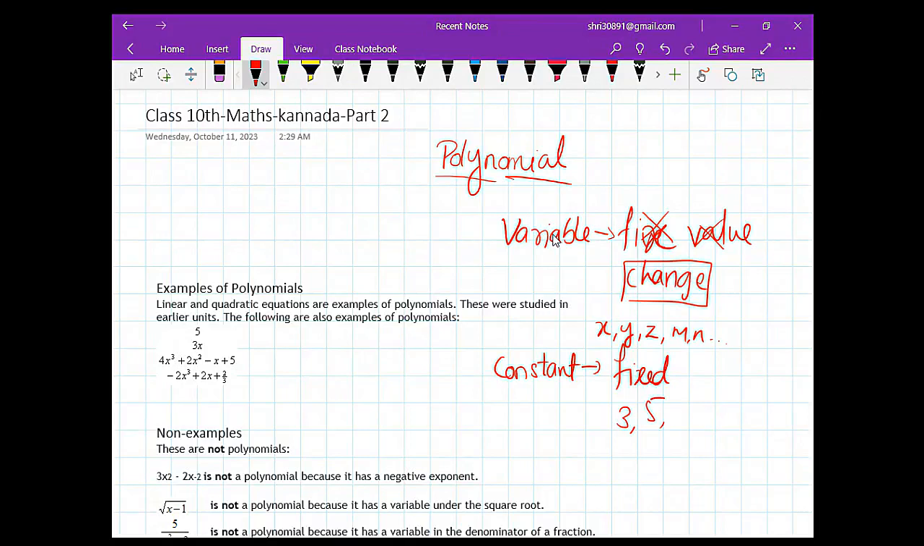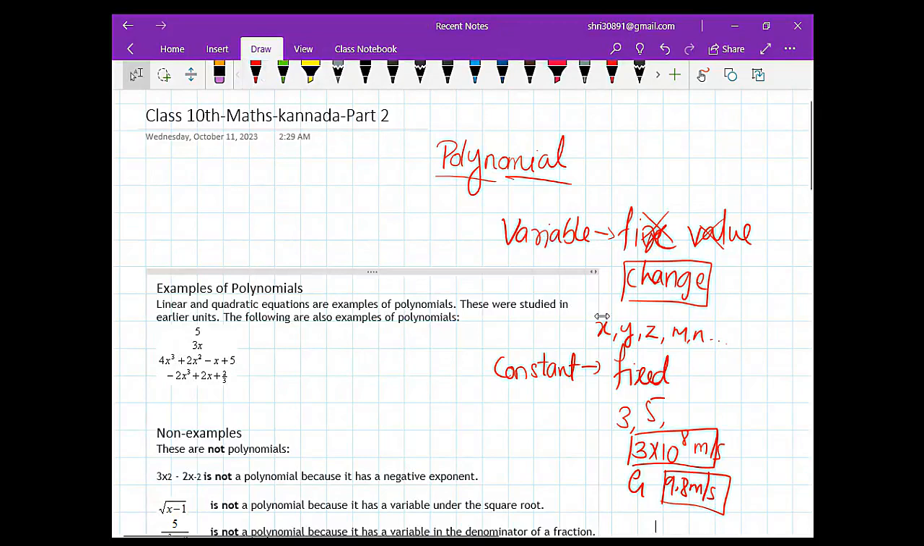Or in science, you know that the speed of light, 3 into 10 raised to 8 meter per second, is always the same. And the gravitational constant g, that is 9.8 meter per second squared, is also constant. Those values are fixed, which are called constants. Just you have to know these things.